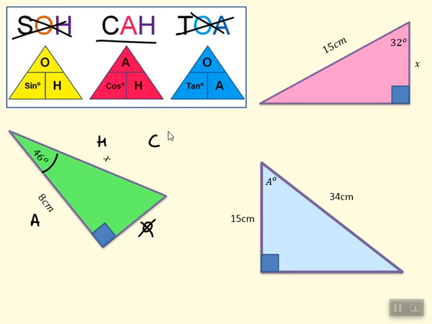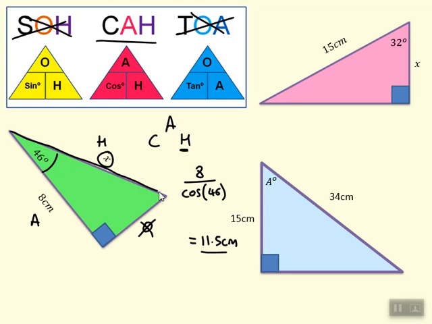Okay, so CAH. Right, what are we asked to work out? We're asked to work out the hypotenuse, so we want the hypotenuse. In order to do that, we have to take the adjacent and divide it by cos of the angle that we're working with. So the adjacent is 8, and we're going to divide it by cos of the angle, which is 46, close bracket. Okay, let's work that out. 8 divided by cos open bracket 46 close bracket, and that is 11.5 centimeters to 1 dp. That is how long that hypotenuse is.